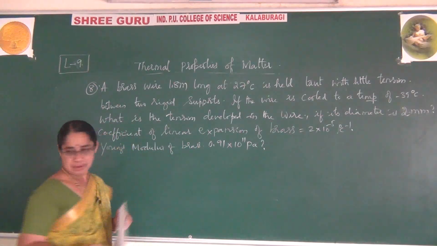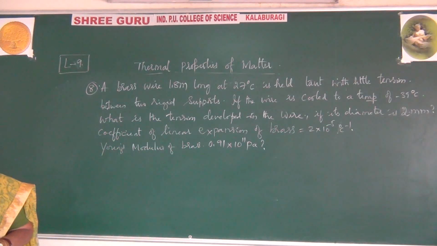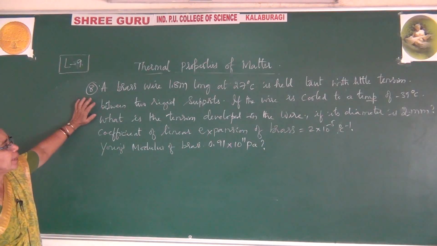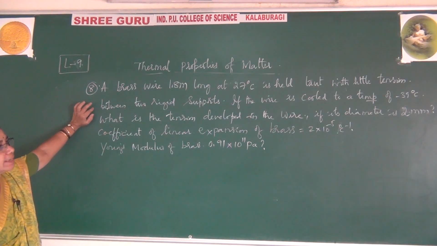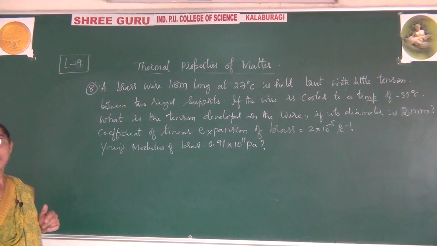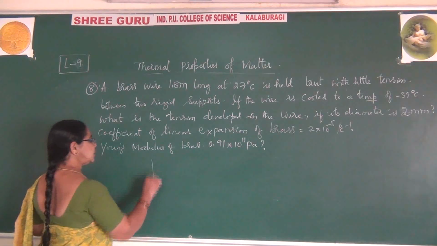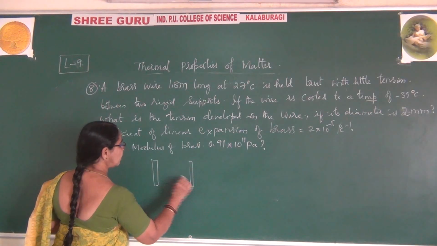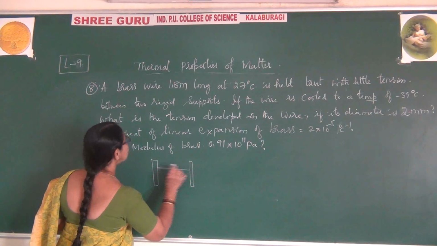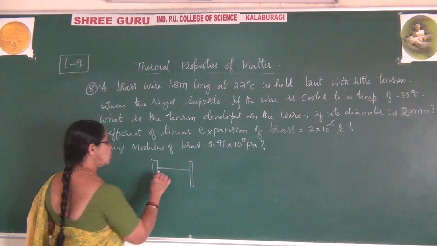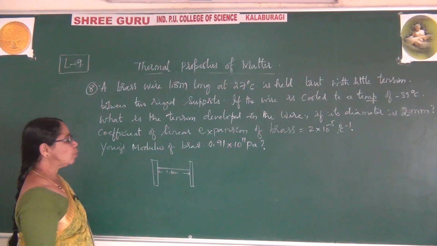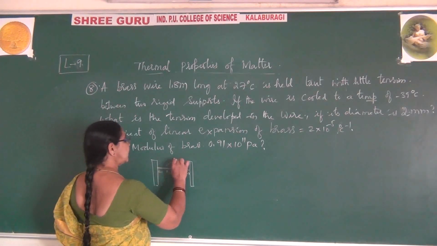So please observe, they have given the question here. Brass wire 1.8 meter long, it is at 27 degrees centigrade and it is held taut with little tension between two rigid supports. So we have two rigid supports here. If these are the two rigid supports, here we are connecting the brass wire which is 1.8 meter long. Right? At what temperature? At 27 degrees centigrade.